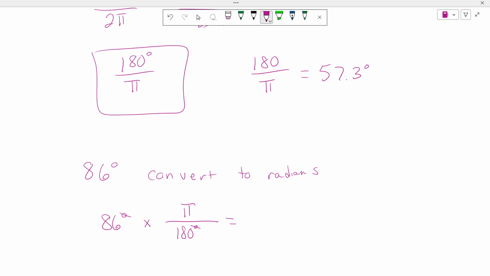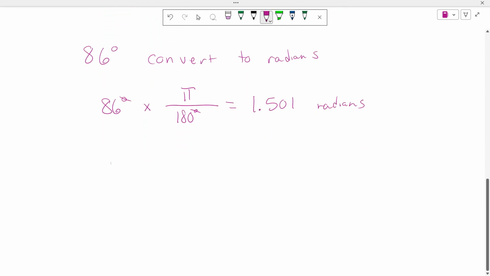So take 86 times pi, which is, I don't know, close to 300, divided by 180. I bet it's more like 250-ish. Divided by 180. And what do we get as a decimal to like 3 decimal places? 86 degrees is about 1.5 radians. Okay? 86 degrees is about 1.5 radians.